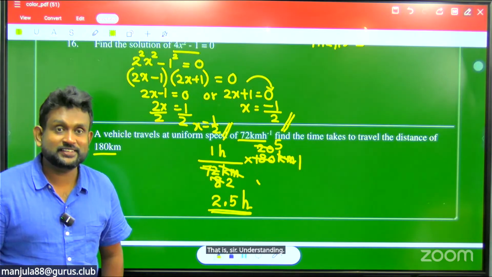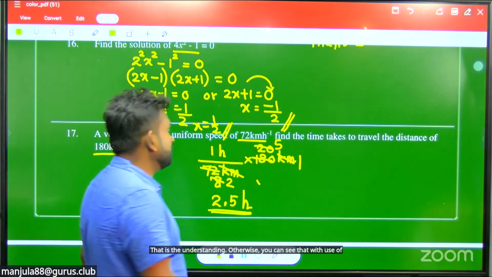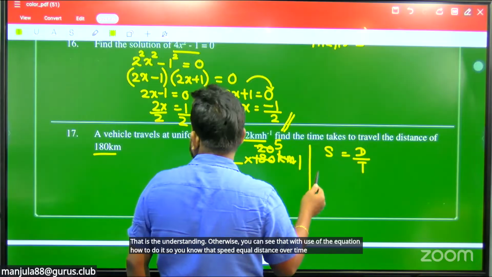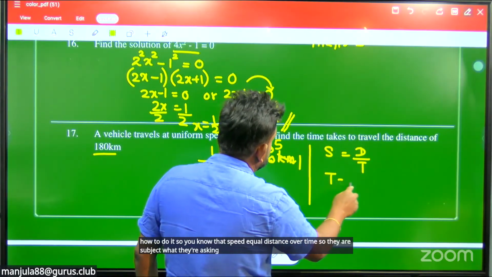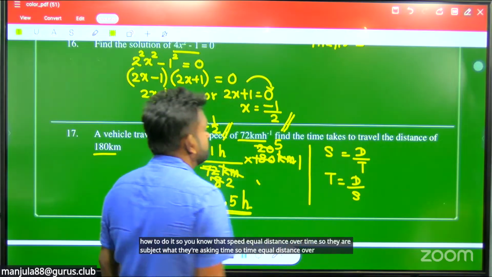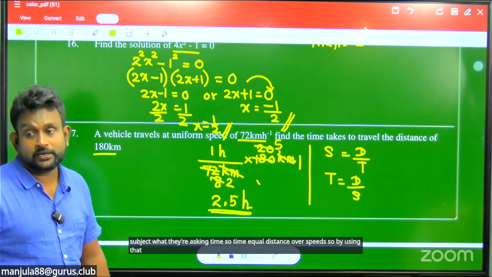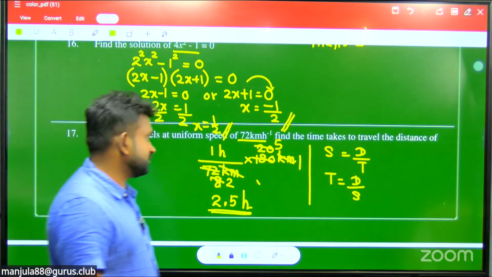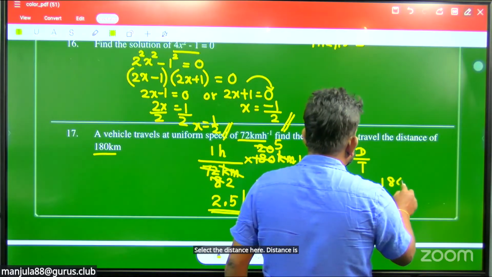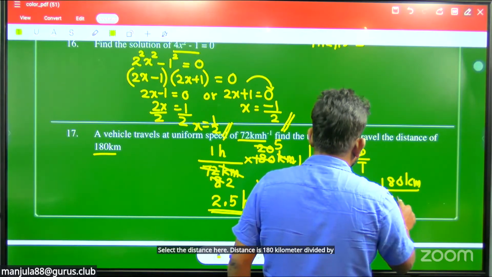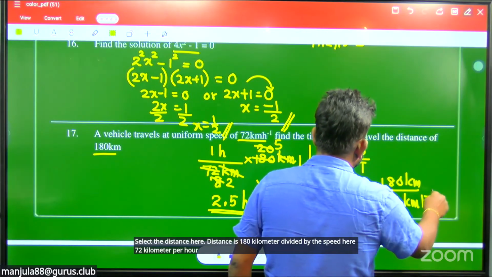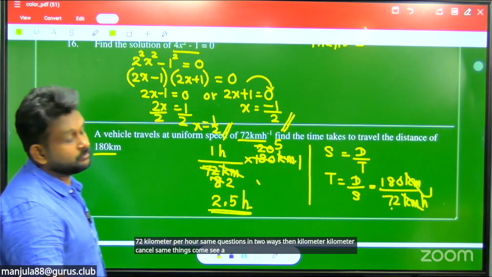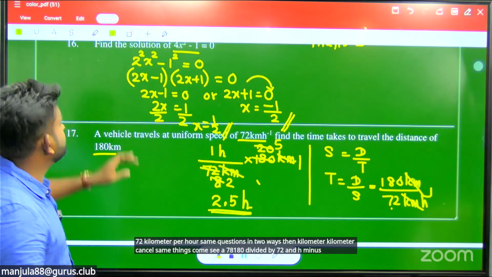Or otherwise, you can see with use of the equation how to do it. You know that speed equals distance over time. They are asking for time, so time equals distance over speed. By using that equation, you can apply it. What's the distance here? Distance is 180 kilometer, divided by the speed here 72 kilometer per hour. Same question in two ways. Then kilometer cancels, the same thing comes here: 180 divided by 72, and h to the minus 1 goes up to h.